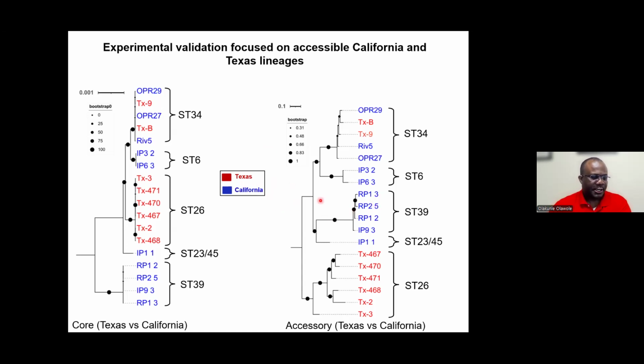So right now I'm trying to switch colors, trying to use the political colors here. So the red, those are the Texas strains, and the blues, those are the California strains. And as you can see here, our collection contains representatives of ST26 and ST24, which consistently remain the main ST groups in this particular study. So these accessible lineages provide a framework for linking phenotype, genotype, and also future functional validation experiments.